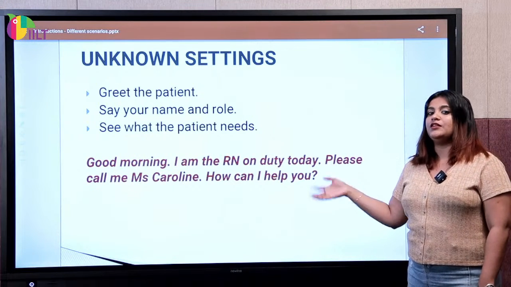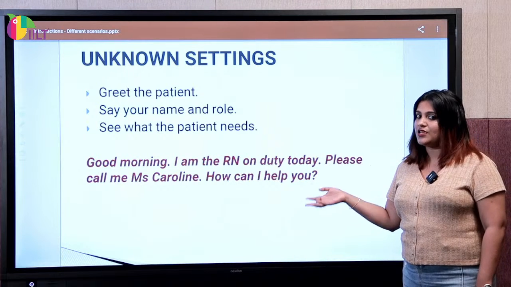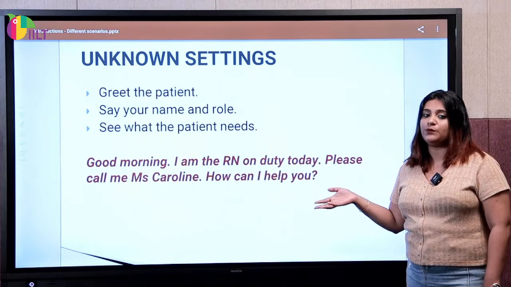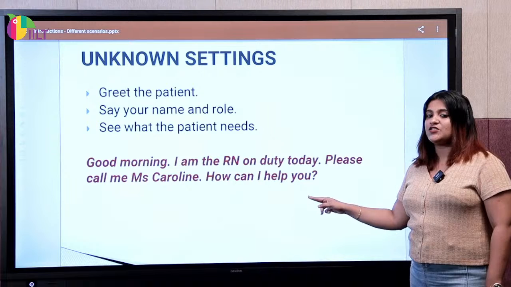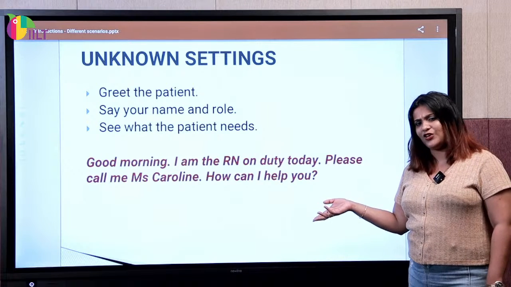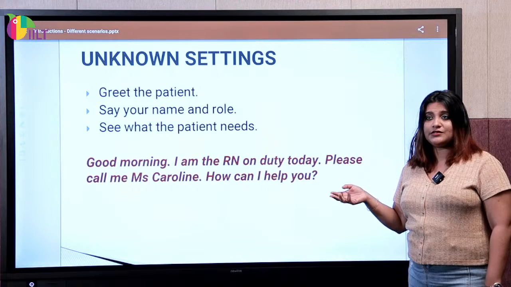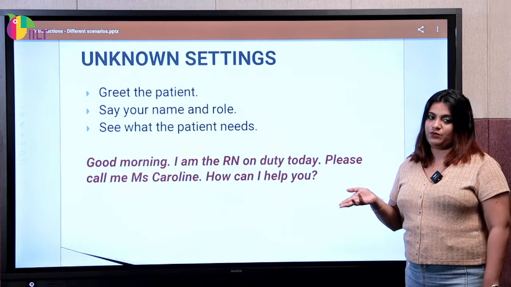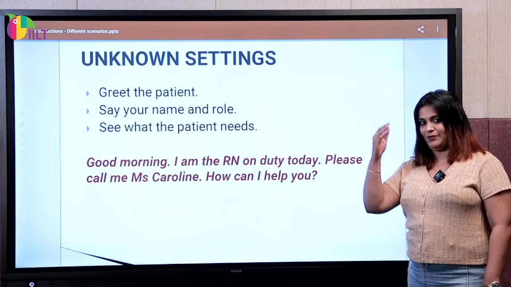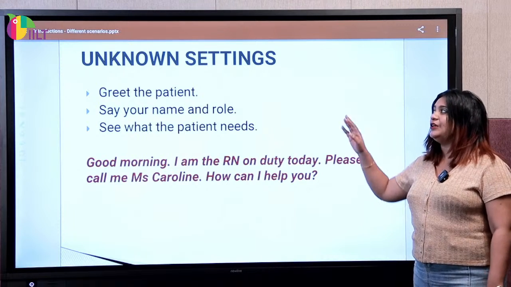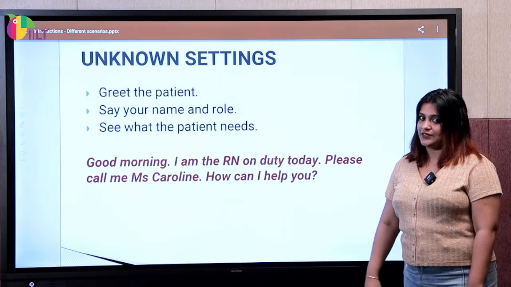So it has to be done in the simplest way by saying your name, who you are, and you have to check why the patient is there. Once the patient tells you why the patient is there, the next thing is very obvious. You have to offer to help the patient, and then you have to collect the personal details like name, and then move on to task number 1 or task number 2 depending on it. So that is how you have to deal with unknown settings.